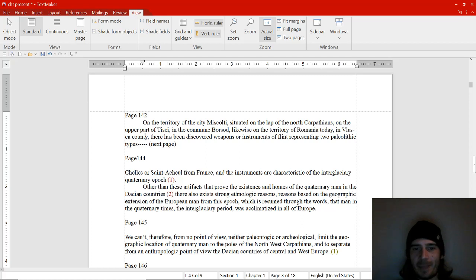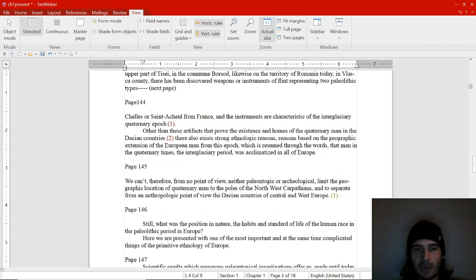Other than these artifacts that prove the existence and homes of the Quaternary man in the Dacian countries, there also exist strong ethnologic reasons based on the geographic extension of the European man from this epoch, which is presumed through the words that man in the Quaternary times, the interglaciary period, was acclimatized in all of Europe. Page 145. We can't, therefore, from any point of view, neither paleontologic nor archaeological, limit the geographic location of Quaternary man to the poles of the northwest Carpathians, and separate from an anthropologic point of view the Dacian countries of Central and West Europe.